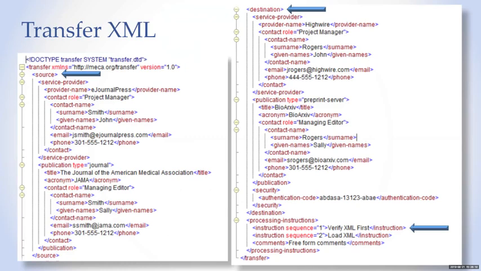All right, this is a sample transfer XML. The left blue arrow points out that we have information about the source. What is the provider name? This is an example of a submission that's being transferred from an eJournal Press journal. We have some contact information, and we can tell that it's a journal. That's the publication type. On the right-hand side, the top right arrow shows the destination information. And we also have some processing instructions that don't need to be validated by the DTD, they're just there for further instructions.